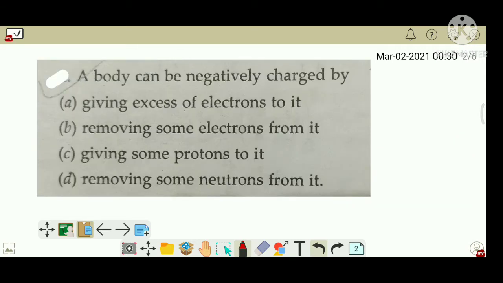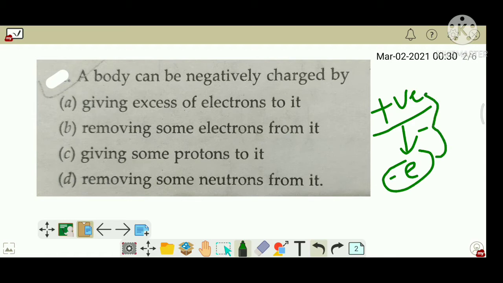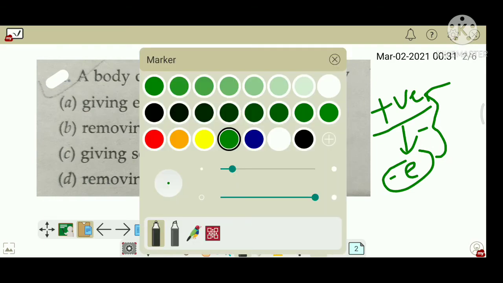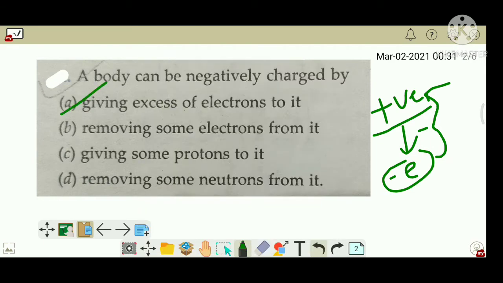A body can be negatively charged by... We know that if we take some electrons from a body, it gets positively charged. If you remove electrons from there, it becomes positively charged. Similarly, if we give electrons, if there is an excess of electrons, it will become negatively charged. So the answer is very simple and in front of us, that's option A, giving excess of electrons.